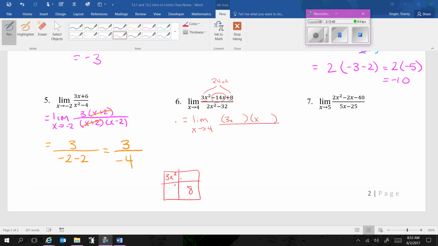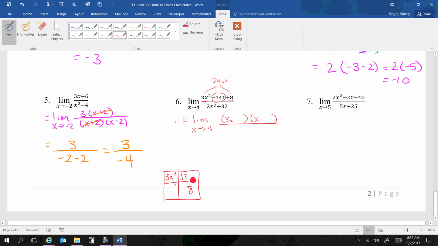Alright, so multiply to 24 and add to, or subtract to, 14. 12 and 2, right? That was really hard. So 12x, 2x. If I wanted a negative 14 but a positive 24, what would my signs be of 12x and 2x? Negative and negative.